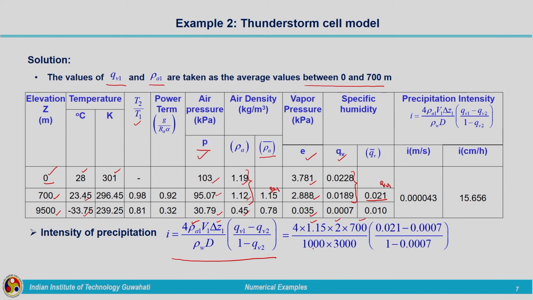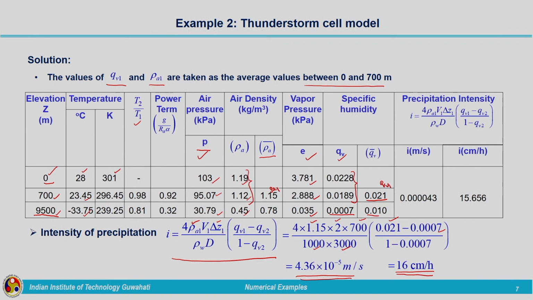Rho W we know is 1000 kilograms per meter cube, and the diameter of the cell is 3000 meters. QV1 is the average of QV at ground level and the cloud base, so 0.021 is substituted here, and QV2 is the value calculated for 9500 meters, which is 0.0007, divided by 1 minus QV2, that is 1 minus 0.0007. That is calculated as 4.36 into 10 to the power of minus 5 meters per second. But the question specifically says the intensity should be in centimeters per hour. When we convert, we get an intensity of precipitation of 16 centimeters per hour.